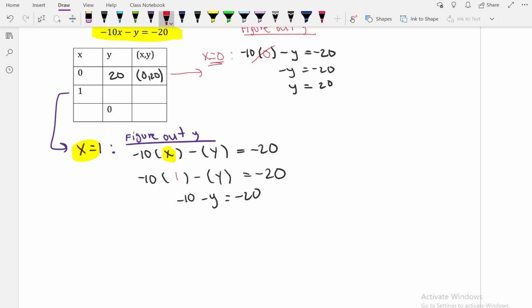From there, I'm going to add 10 to both sides, so that negative y is equal to, and you have negative 20 plus 10, which is a negative 10. So y is equal to now a positive 10. So that ordered pair, you have x is equal to 1 and my y value equal to 10.